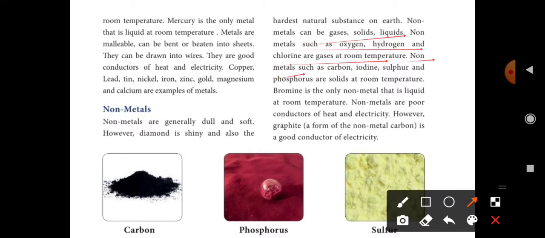Non-metals such as carbon, iodine, sulfur and phosphorus are solid at room temperature. Bromine is the only non-metal that is liquid at room temperature. Non-metals are poor conductors of heat and electricity. However, graphite is a good conductor of electricity.